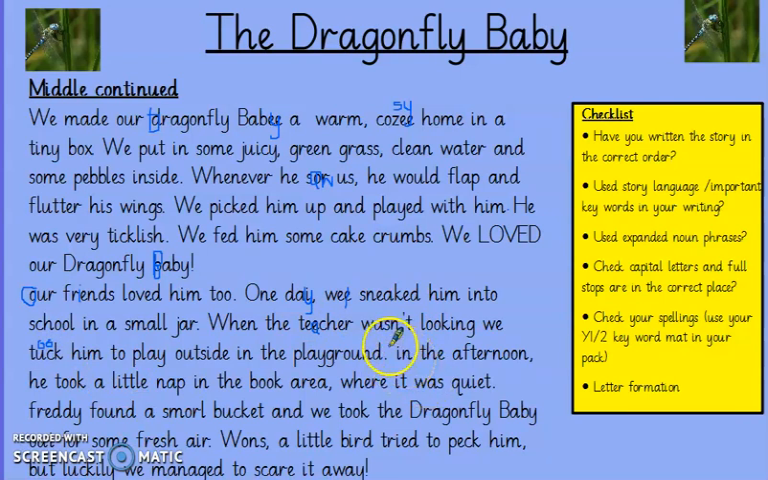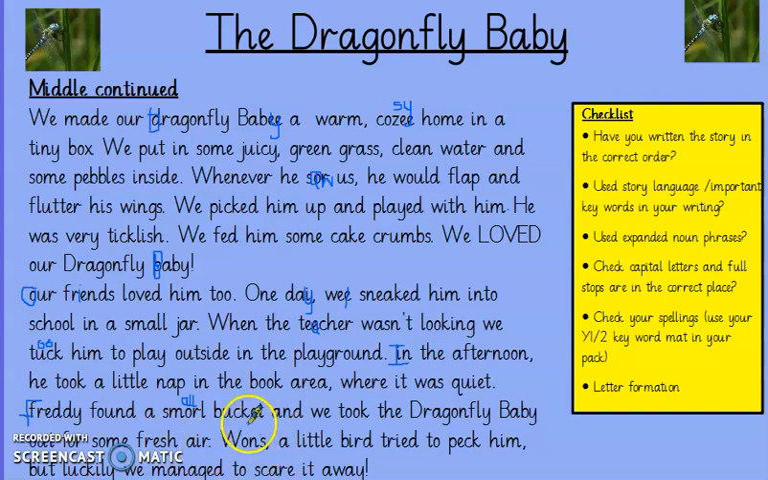I've missed a capital letter here, so I've got to draw in my capital letter. All right. In the afternoon, he took a little nap in the book area where it was quiet. Freddie. With there being a name of a person, it needs a capital letter, okay? Freddie found a small, tricky word here. Small has the digraph, okay, small bucket, and we took the dragonfly baby out for some fresh air.